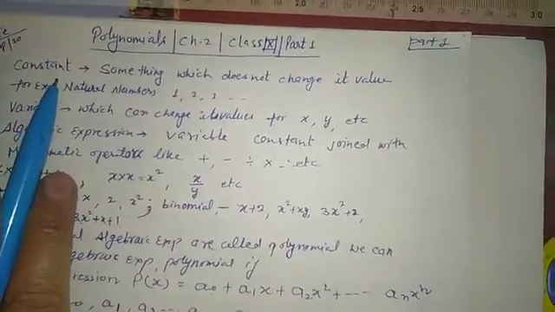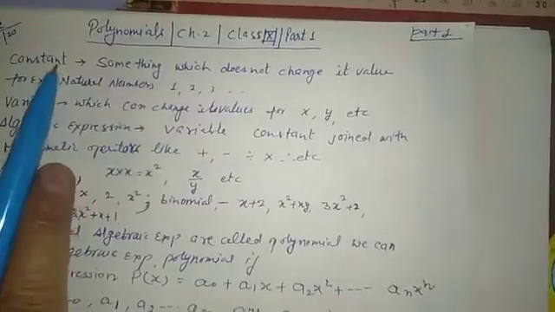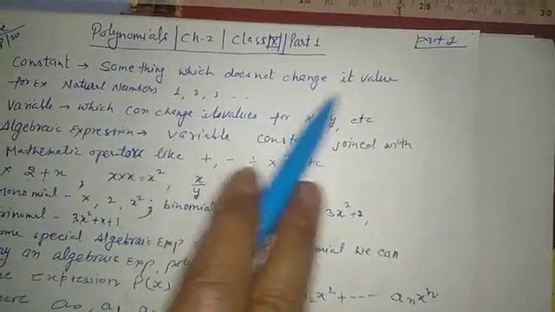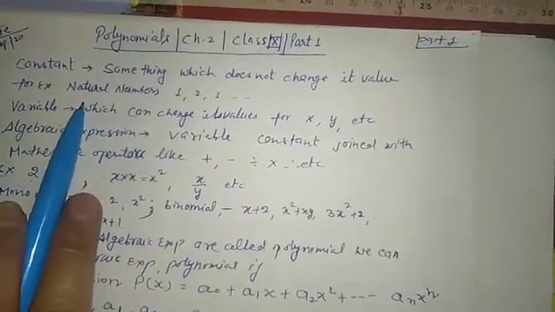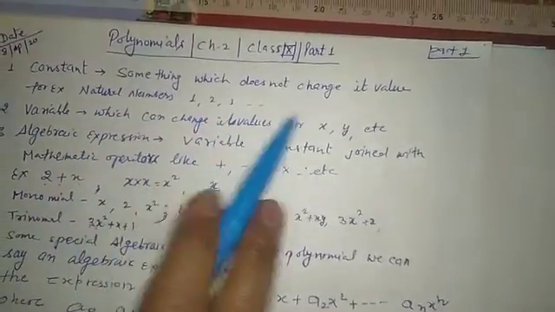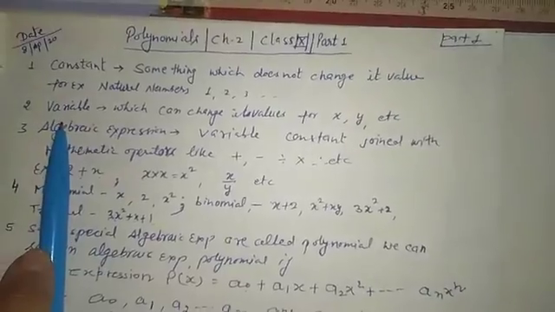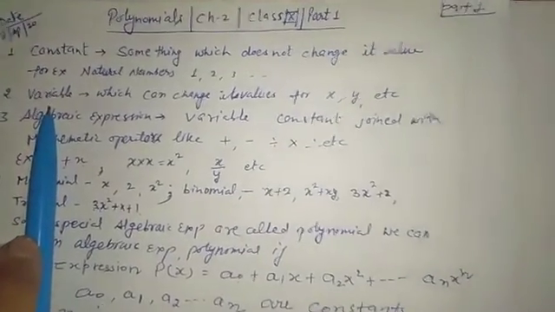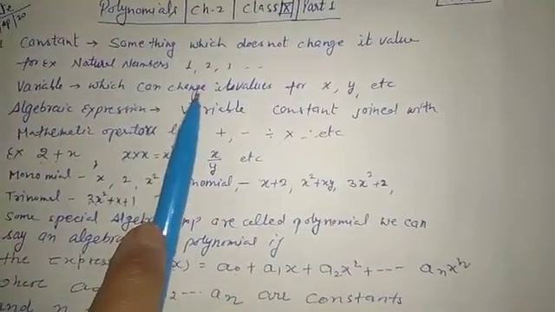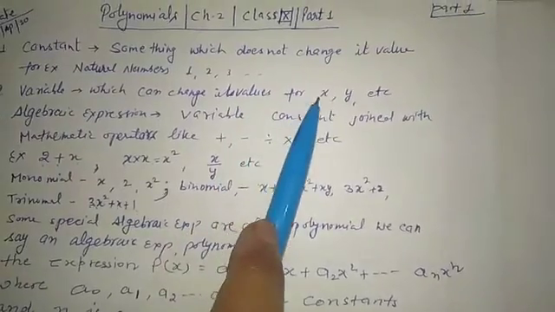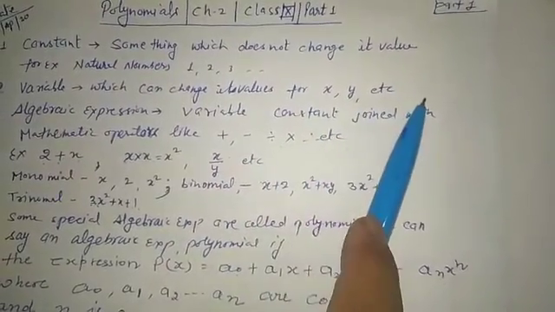Here is a constant. You know that. Something which does not change its value. For example, natural numbers. You know that all are 1, 2, 3 and so on, and these all remain the same. They never change their values. Then second is the variables, which can change their values, like x and y, etc.